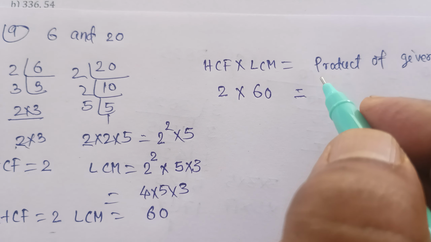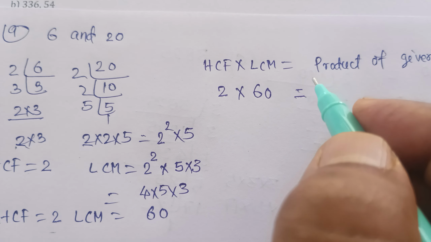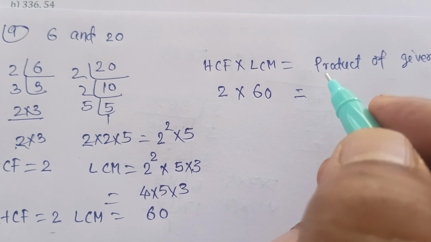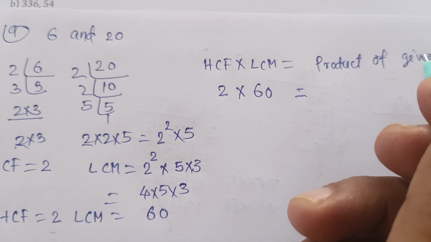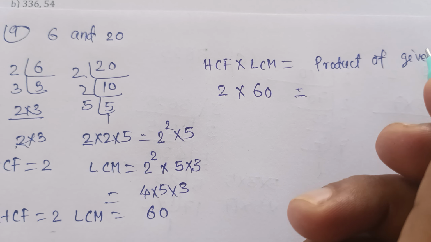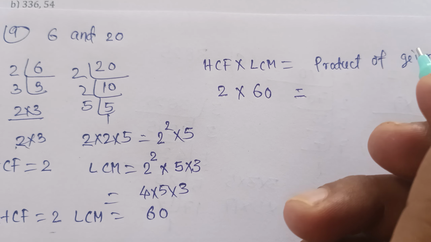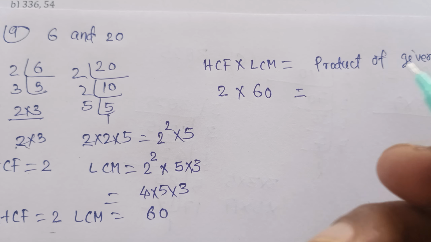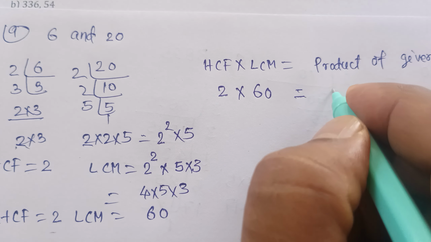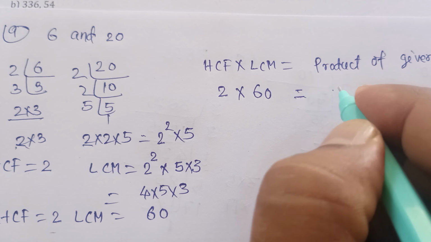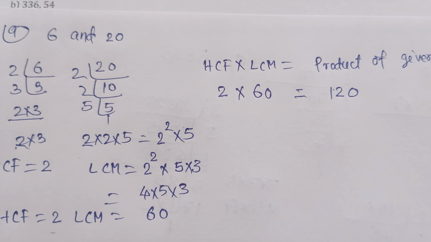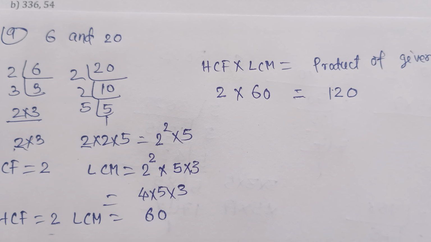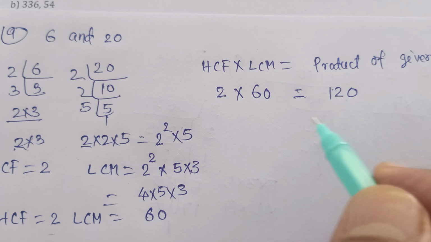So it will become 2 into 60. What will you get? You will get 120. You got HCF into LCM as 120. Now the product of the two numbers.